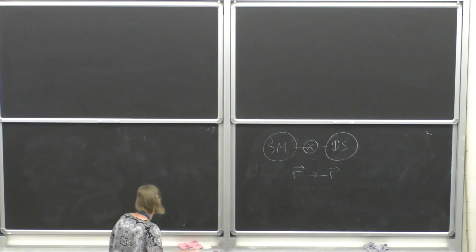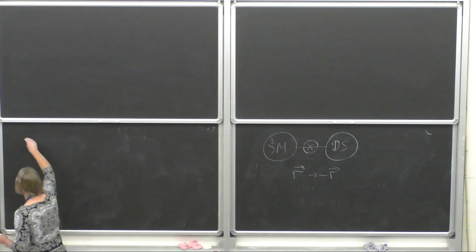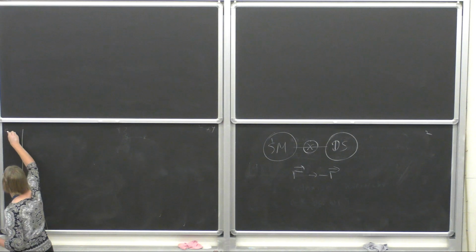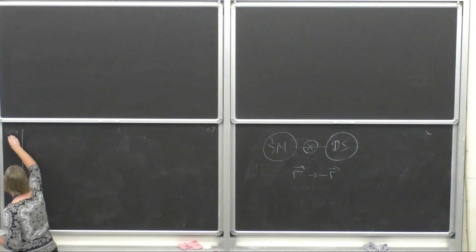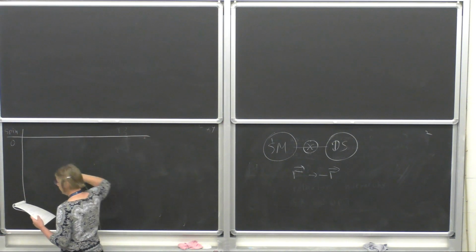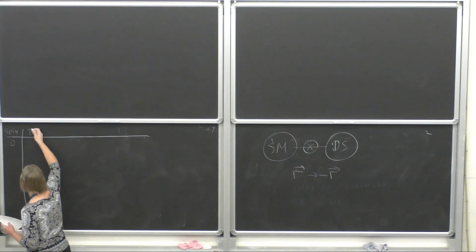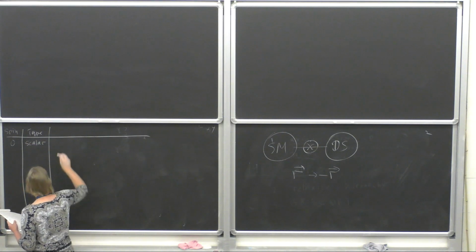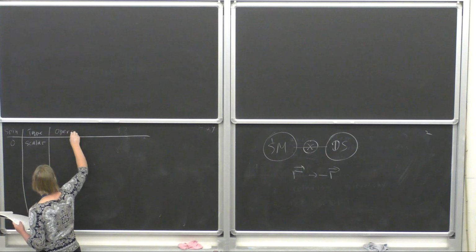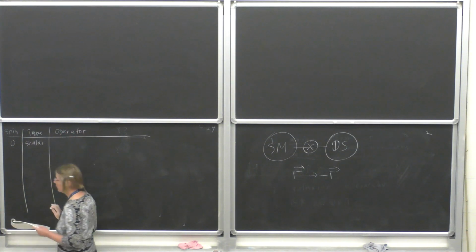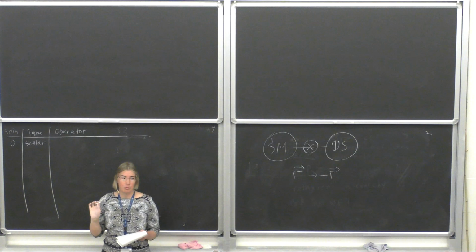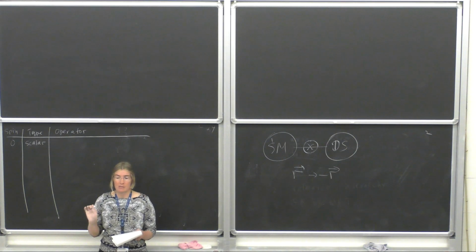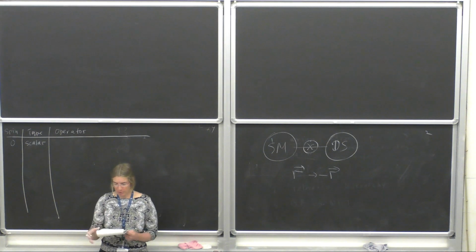Let's start writing down the table. Okay, so I'm going to put spin 0, and type or parity, scalar, and the operator. And here's a caveat. We are only writing the lowest possible dimension operator, because that's technically the ones which should dominate the couplings. There are many other ones you can write.